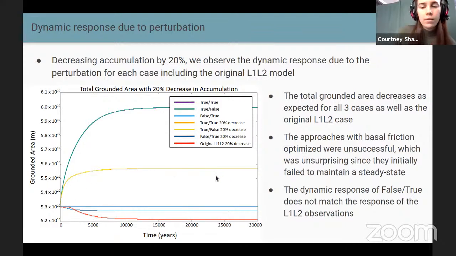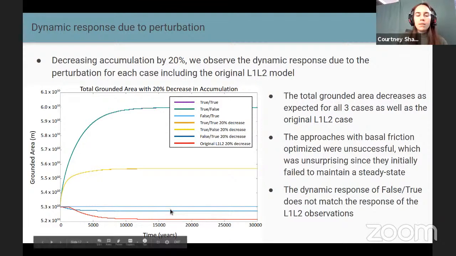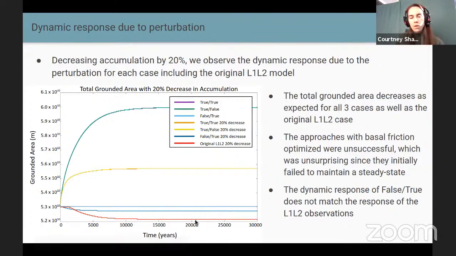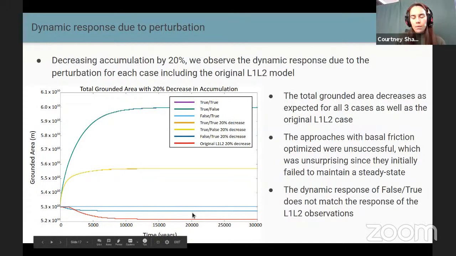The other thing that I want to point out is the response of the case where only rheology was optimized. That's this dark blue line here. We see that it does indeed retreat compared to this light blue line, but this retreat does not match this red line, which is the response of the original L1, L2 model with the 20% decrease. We would expect that these lines would match up, but they don't. And so we're underpredicting the behavior of the SSA model with the 20% decrease.